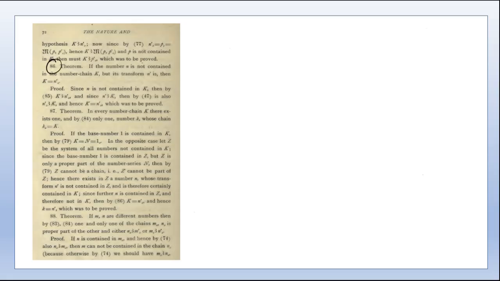Okay, so theorem 86. If the number n is not contained in the number chain K, but its transform n primed is, then K is equal to the transform chain of n. Proof: since n is not contained in the number chain K, that's my assumption, then by 85, which we just proved, K is a part of the transform chain of n.